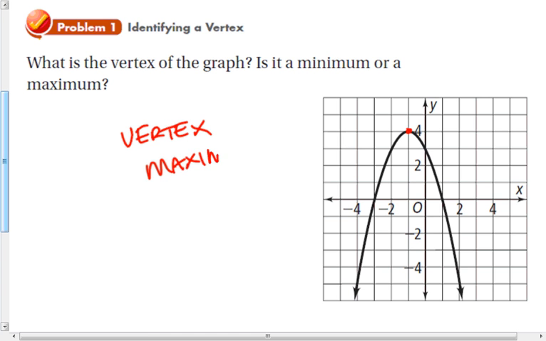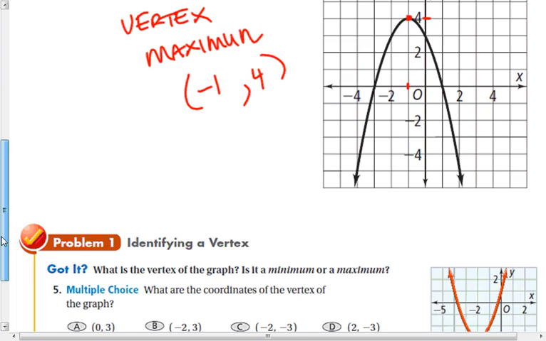And then we just want to write the coordinates of that point, and they are -1, 4. All right, you try that.